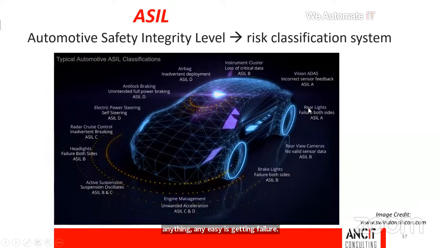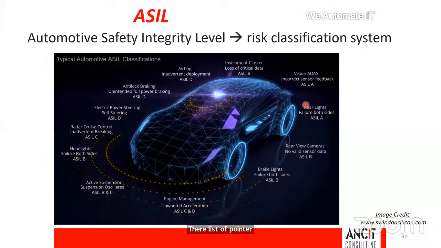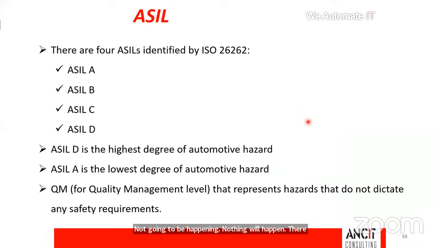You can see here, place a pointer. You can see that rear light, right? If there is some error in the rear light, suppose the rear light is not working, what will happen? Nothing will happen. There will be no damage, or very, very limited damage.